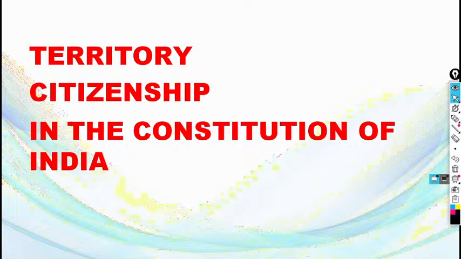A modern state should have a defined sovereign territory, and the people should be permanent residents of the country. The Indian Constitution deals with the Union and its territory in Part 1 with Articles 1 to 4, and citizenship in Part 2 with Articles 5 to 11.